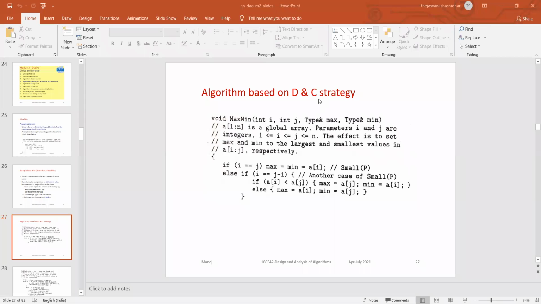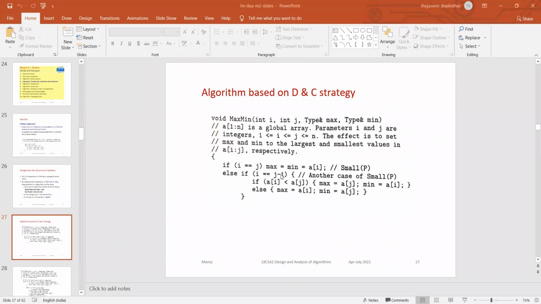You have to divide the problem. If it is small, you keep it as it is. If it is big, then you divide the problem into sub-problems. First, you come for small of p. So if I double equals j, that means there is only one element. So that's why we say max is equal to min is equal to a of I. If there is only one element, you take max is equal to min is equal to a of I.